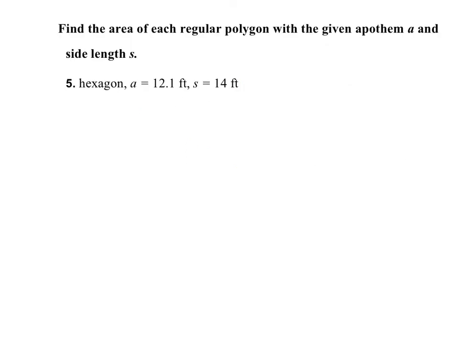Okay, so now I want to find the area of each regular polygon with a given apothem and side. So I'm starting with the next one. So my area equals 1/2 of 12.1, that is the apothem, times 6 times 14. Remember that this part right here is the perimeter, so it's 6 sides times 14. So this area equals 508.2 feet squared.